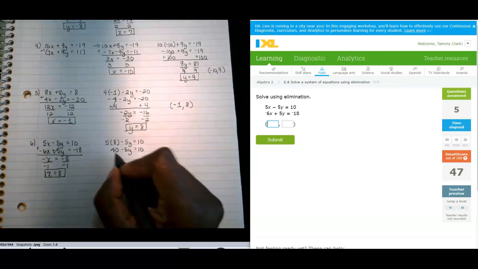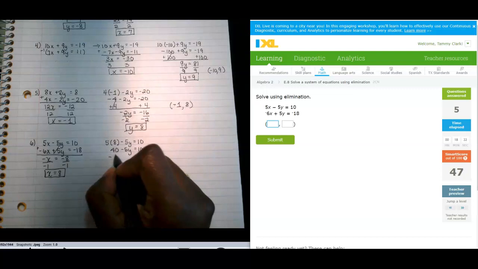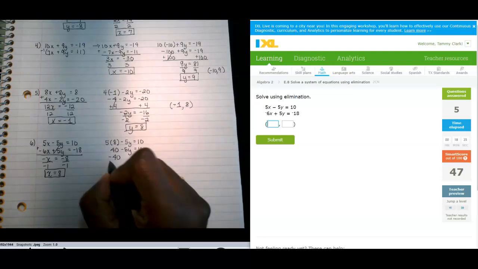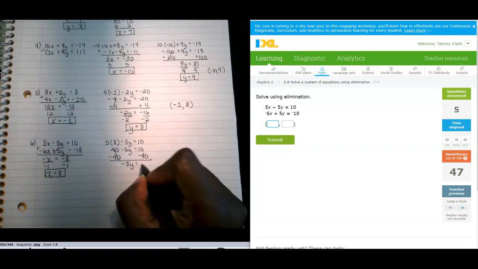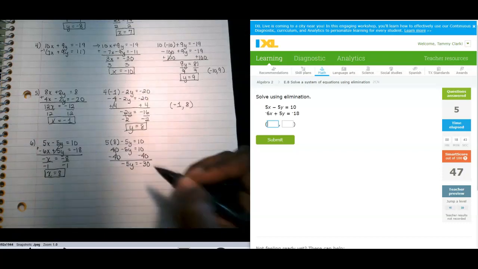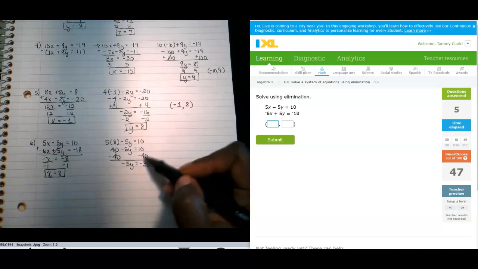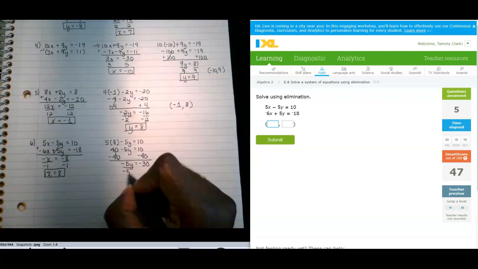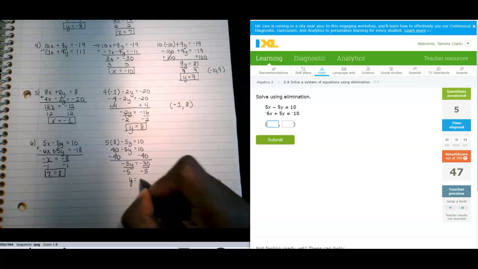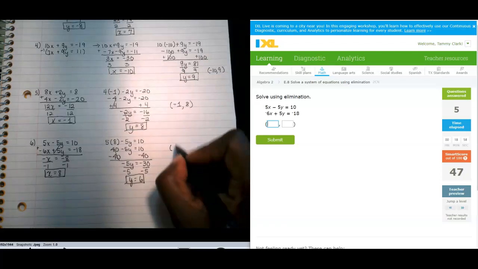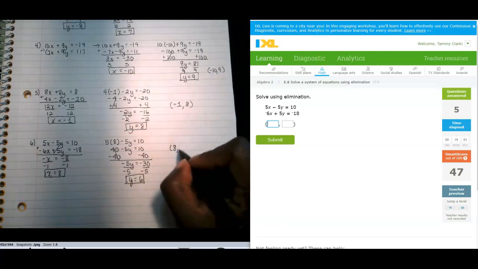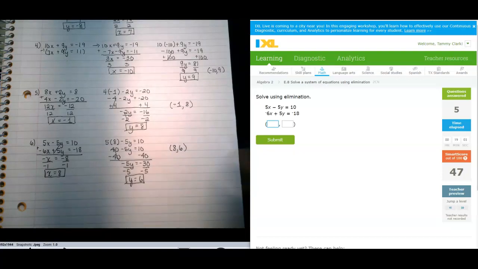I want to eliminate the 40 from this side of the equation. So I'm going to subtract 40 from both sides of the equation, and I'm left with negative 5y is equal to negative 30. Because all I did was 40 minus 10, and negative 40 is bigger, that's why that happened. Then I divide by negative 5 on both sides of the equation. Y therefore is equal to 6. And our ordered pair where the lines cross, also known as the solution, would be 8, comma, 6.